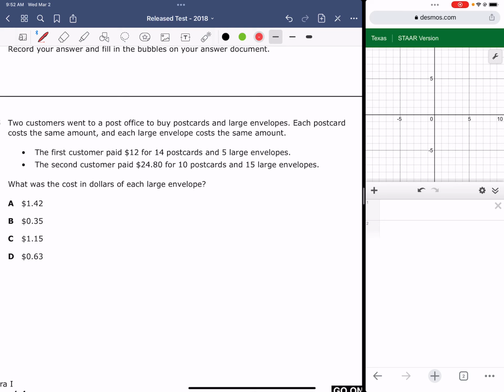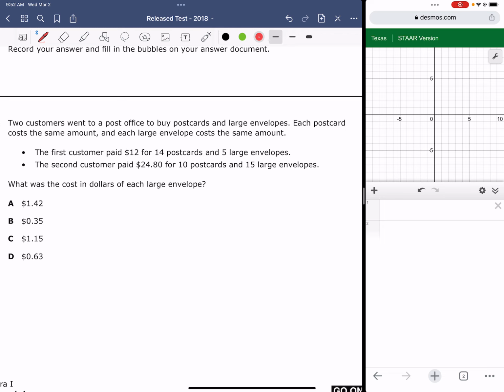Two customers went to a post office to buy postcards and large envelopes. Each postcard cost the same amount, and each large envelope cost the same amount. The first customer paid $12 for 14 postcards and 5 large envelopes. The second customer paid $24.80 for 10 postcards and 15 large envelopes. What was the cost in dollars of each large envelope?